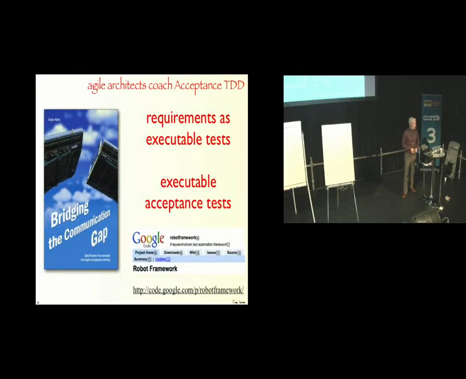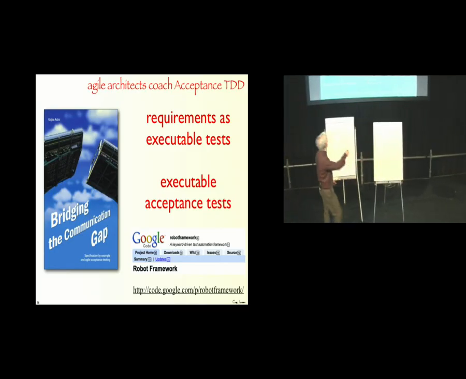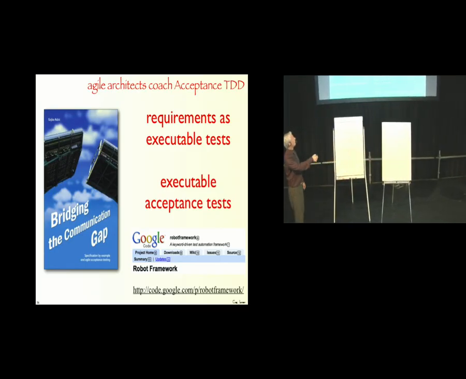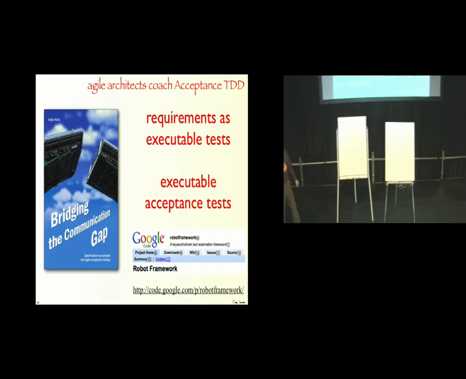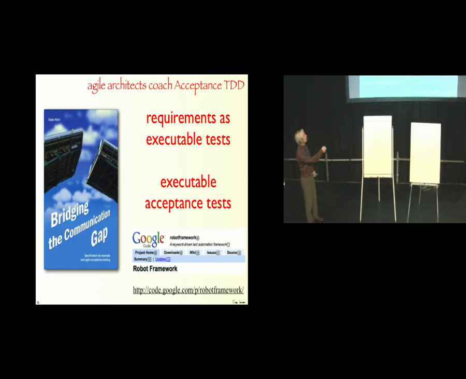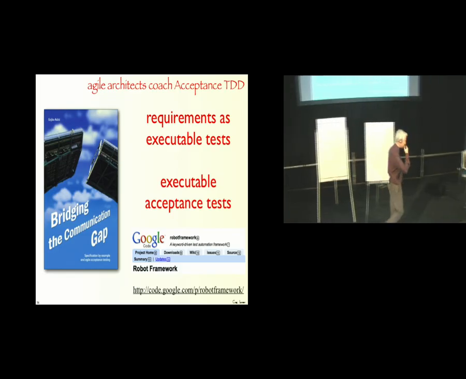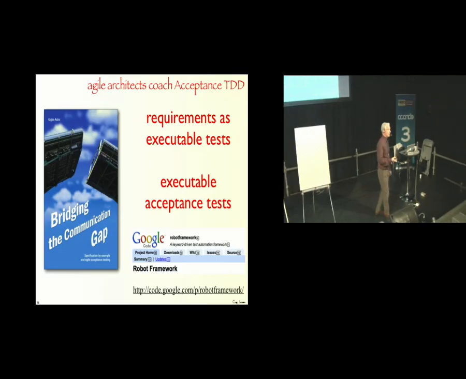And Agile architects coach and understand acceptance test-driven development, which is largely about understanding the idea of requirements as executable tests or executable acceptance tests. And this involves using new methodology, using acceptance TDD methodology practices, for example, suggested in books like Bridging the Communication Gap and Fit for Software Development and Behavior-Driven Development and so forth, that Agile architects understand those things.